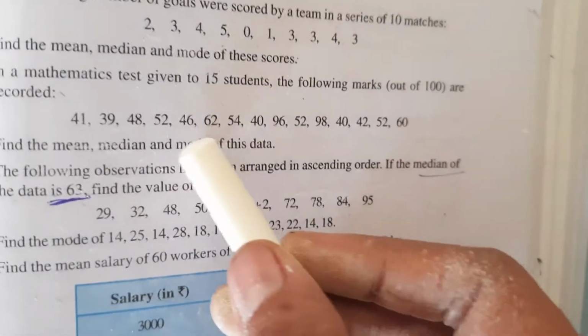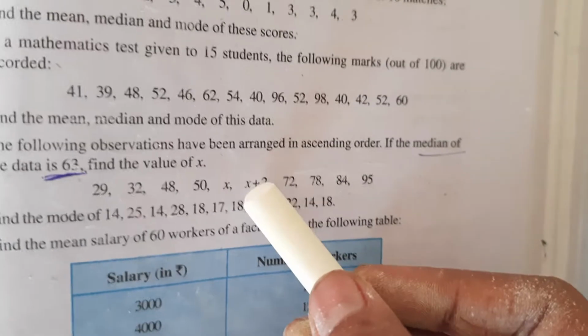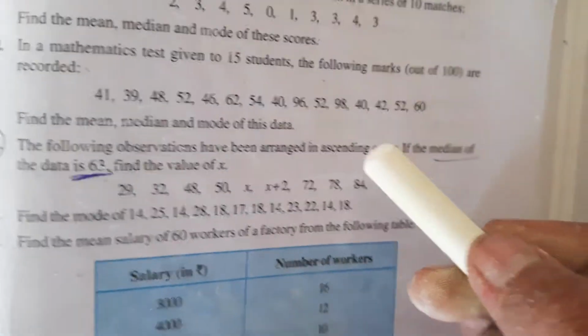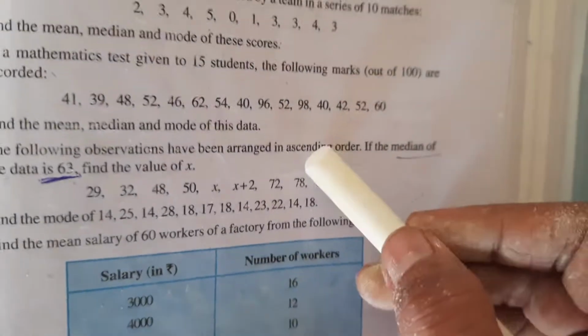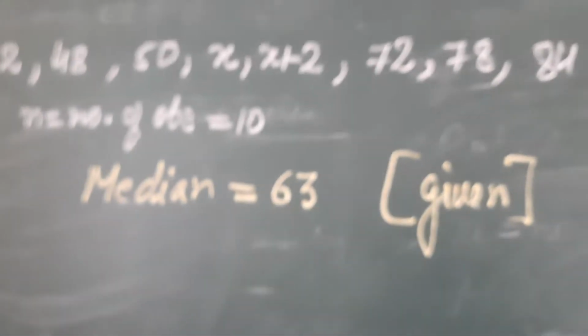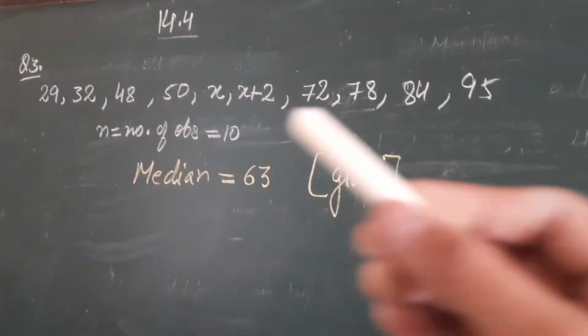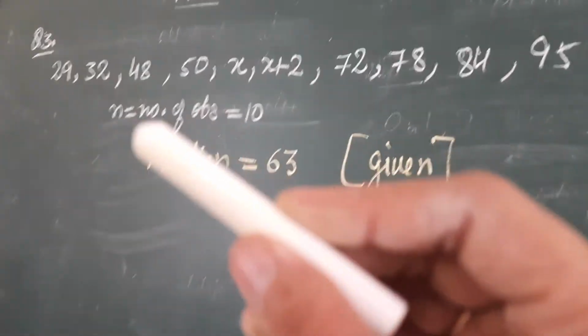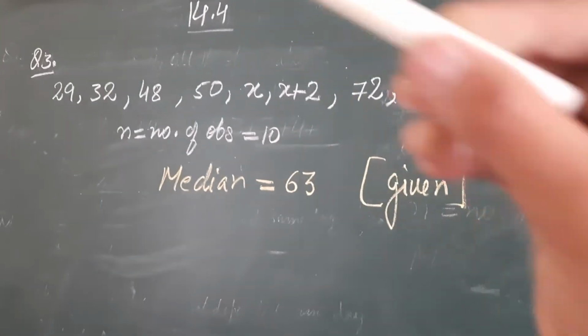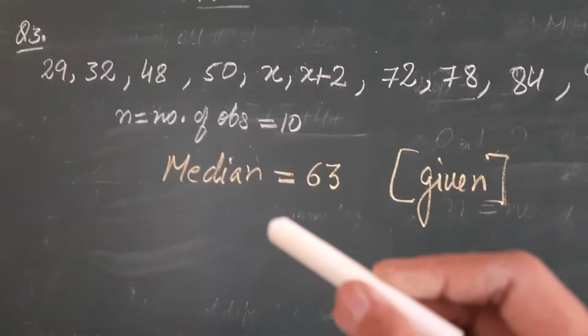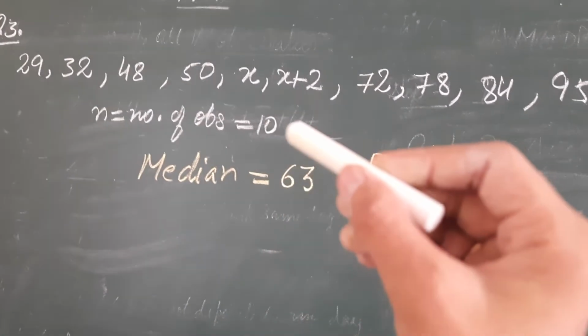So whenever there is any missing term in a question, the median is already given to you and the observations are already written in ascending order. So how to do this question? We'll follow the same method. First step is the observations should be in ascending order. In this question no need to do it ourselves, it is already given in ascending order. Then again we'll follow the same method.